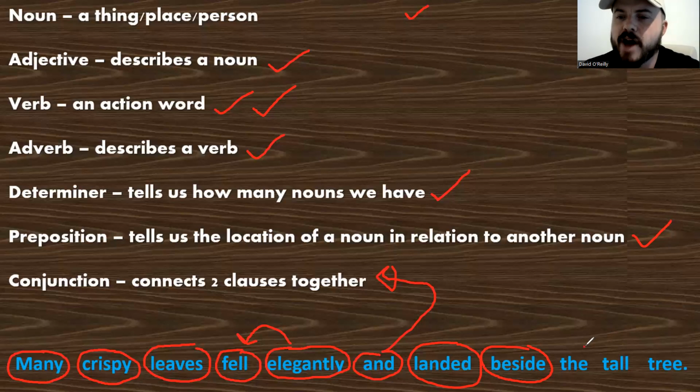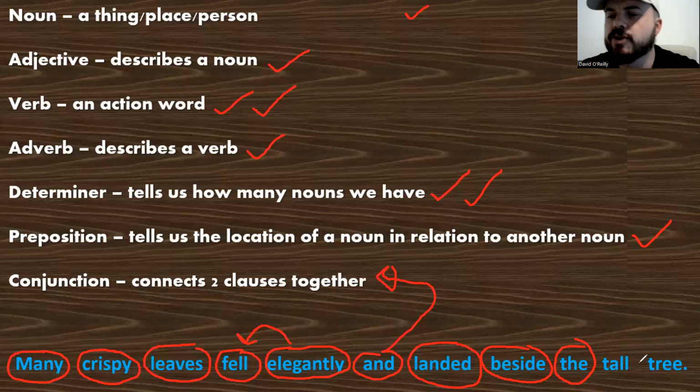All right. Now we've got the tall tree. Which word class is the? It is a determiner. It does tell us how many nouns we have. We have one, the tree. If I said some trees, we'd have more than one. So believe it or not, the tells us how many we have.